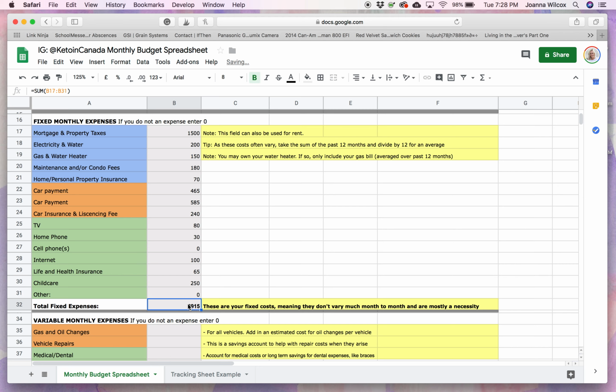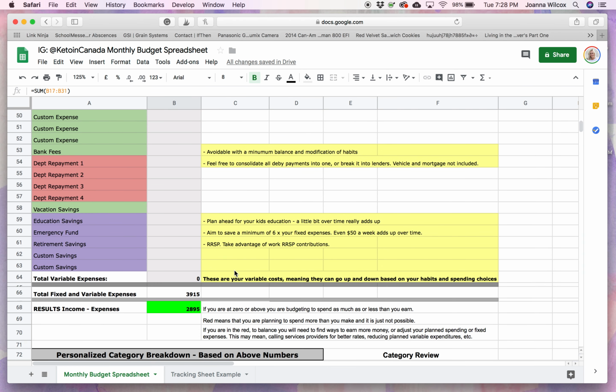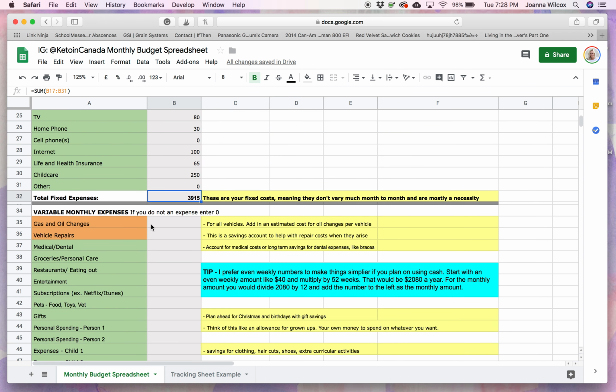So in total, we have $4,000 in fixed costs, but I'm only making $6,810 take home. So what that means, if you scroll down to the very bottom, it says we have $2,895 left for our variable expenses. That's for savings, debt repayment, groceries, things like that. So this is the variable expenses.